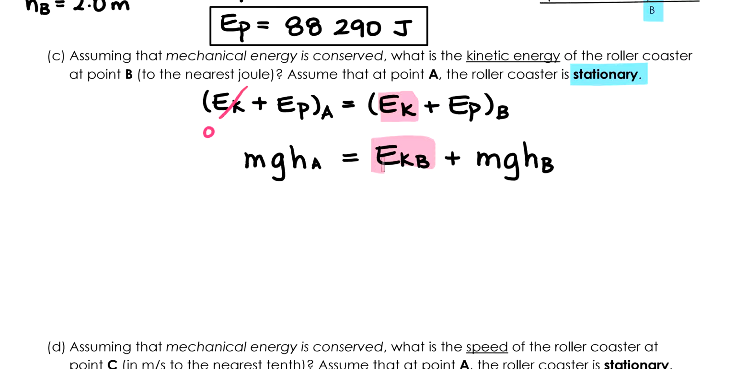We need to find the kinetic energy at point B, which means that what I've highlighted in pink is the variable that needs to be isolated. How do we get EKB by itself? We have to figure out how to undo the fact that MGHB is added to it. And the way we do that is we subtract MGHB from either side.